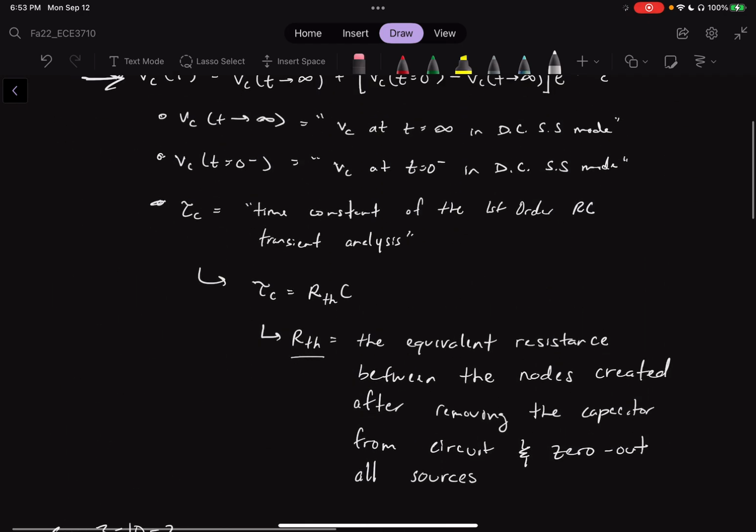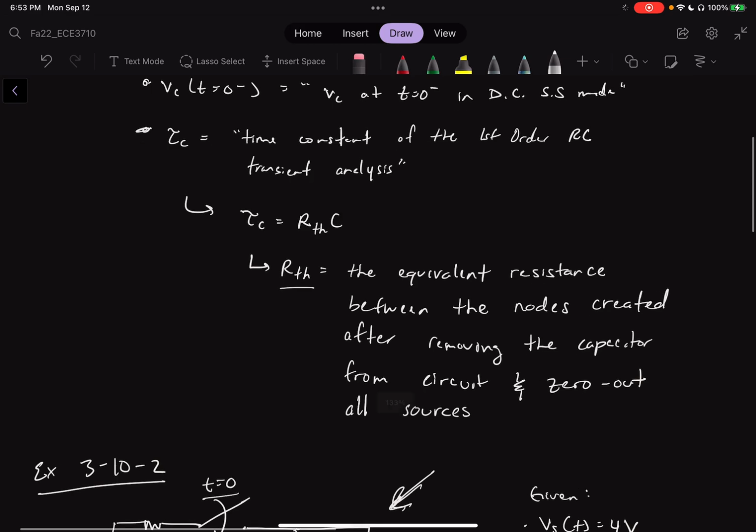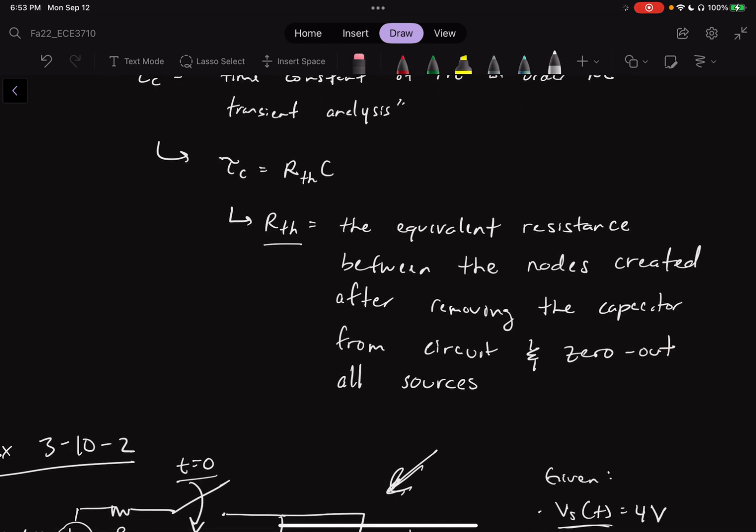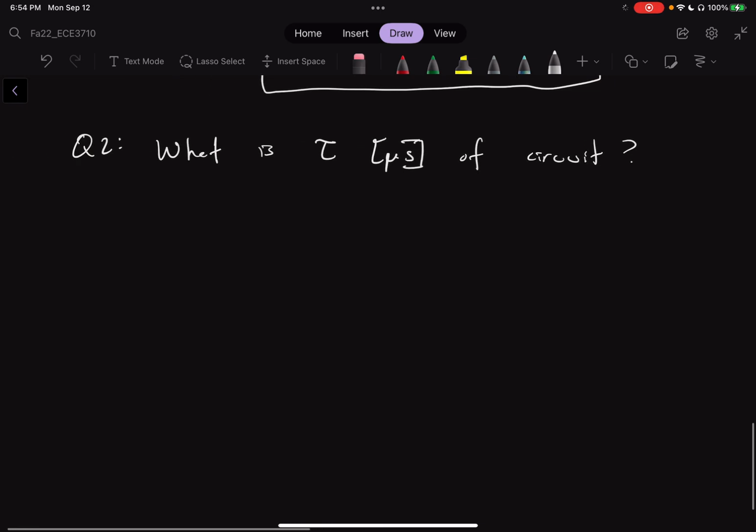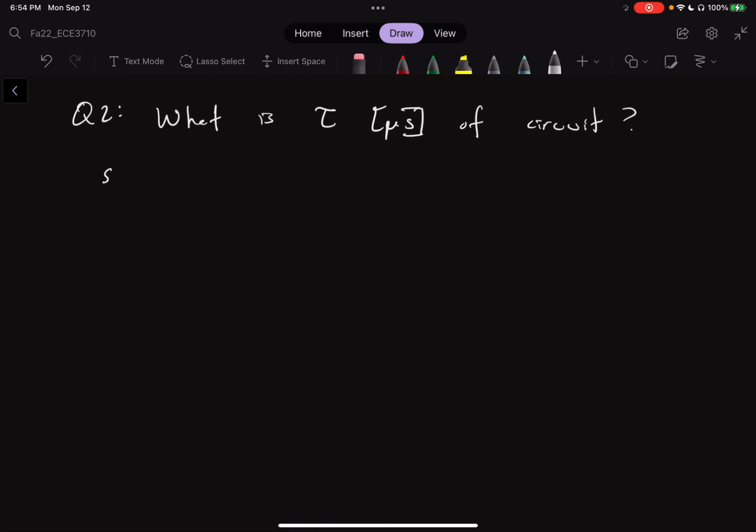Before we answer that, I need to modify something from my notes. Sorry, I just realized I made a mistake. R Thevenin is the equivalent resistance between the nodes created after removing the capacitor from the circuit and zeroing out all sources for t approaching infinity. Okay, again, that's for t approaching infinity. So let's go back here. We're trying to find the time constant in microseconds of the circuit.